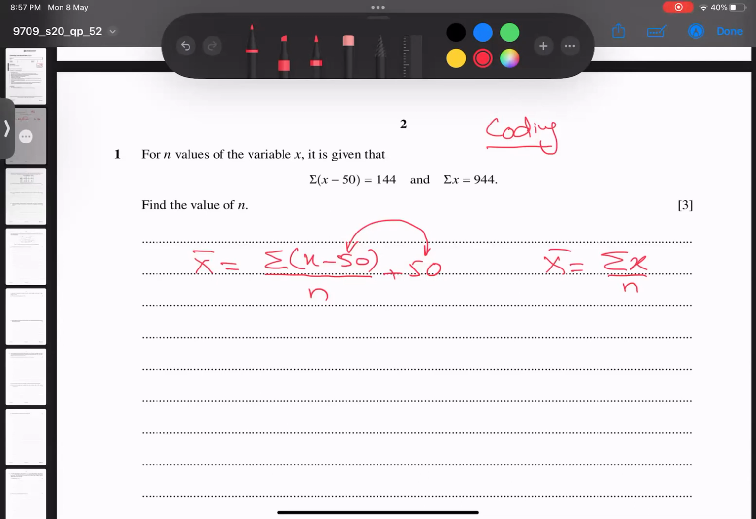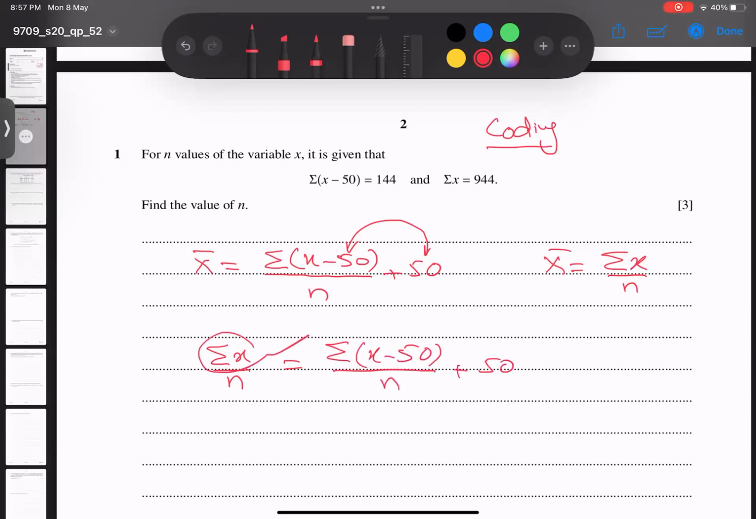Okay, so we have to solve them simultaneously to get the value. First of all, plug in all values. The x mean is the same because the sample data is the same, so we can replace this whole value here. I hope the first step is very clear. Sigma x by n equals sigma x minus 50 by n plus 50.